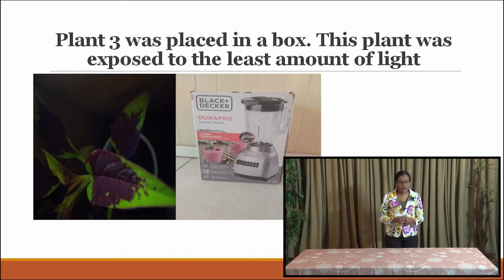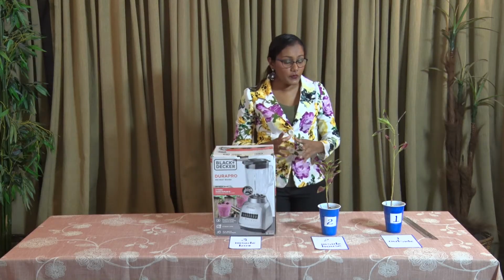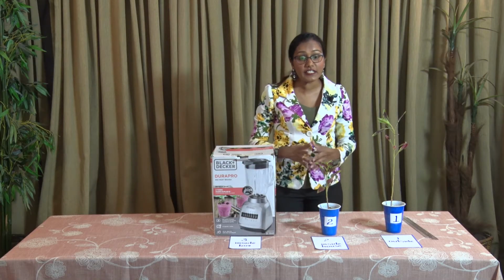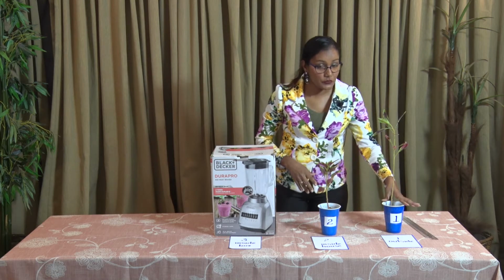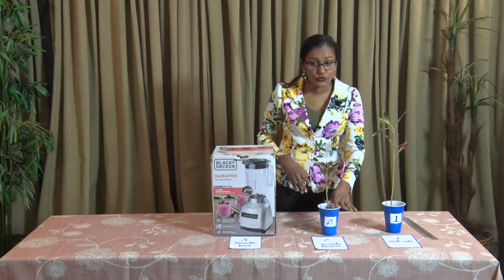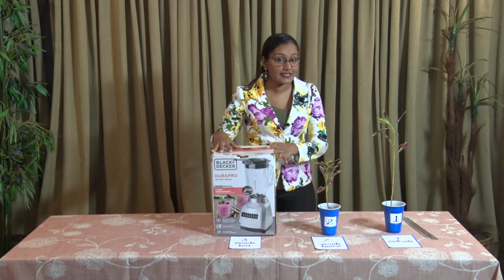The first picture is showing the plant inside of the box. As you could see, there is the least amount of light, and the second picture you see is the box itself. Now, you could predict what you think is going to happen to the plants: if they would grow, if they will die, or if they will not grow. Alright, so here we have the plants after 14 days. We have plant 1, plant 2, and plant 3, which is still in the box.